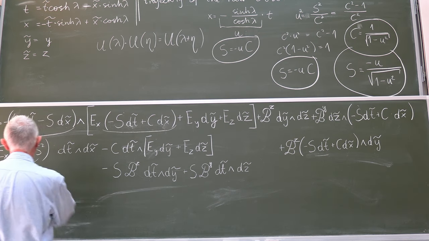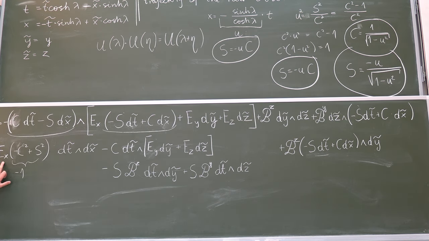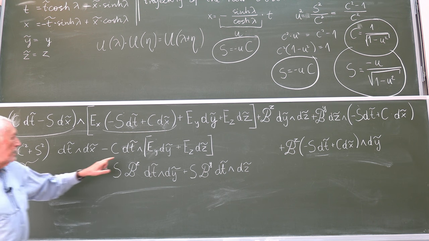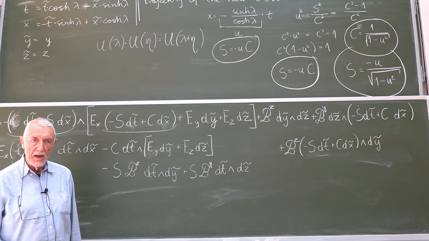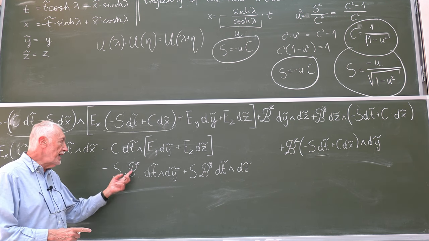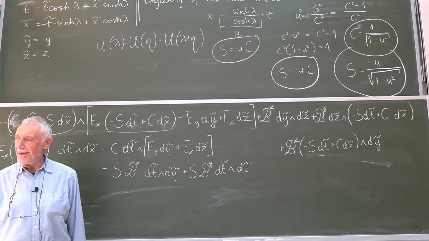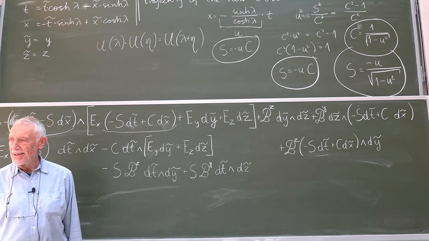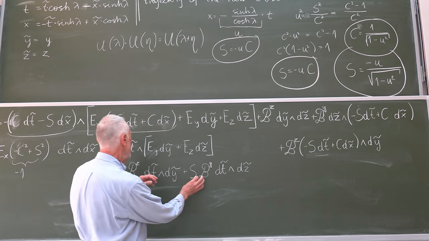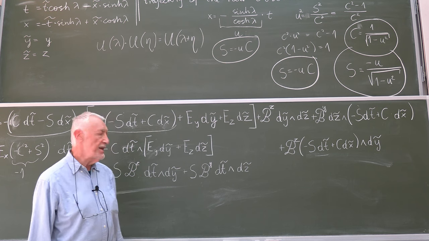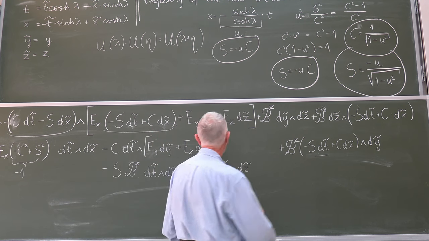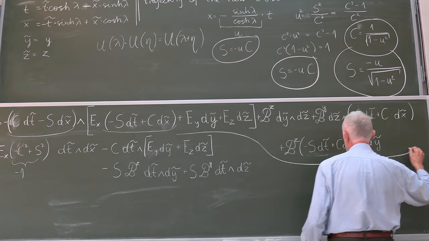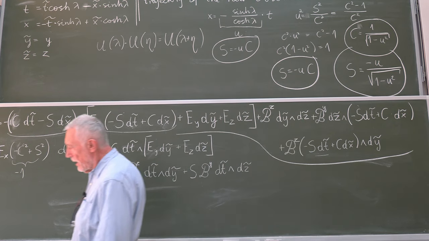Which means that this is the new x component of the electric field. This plus that is the new y component of the electric field. So you see that magnetic and electric intertwine. They are not separate. And this and that describes the z component of the new electric field. But we'll do it later.